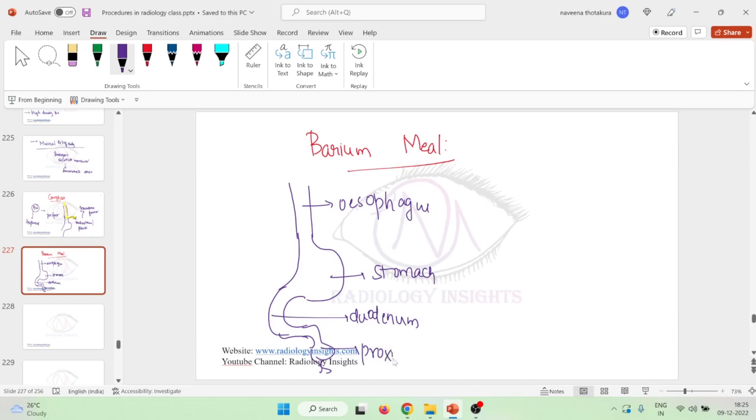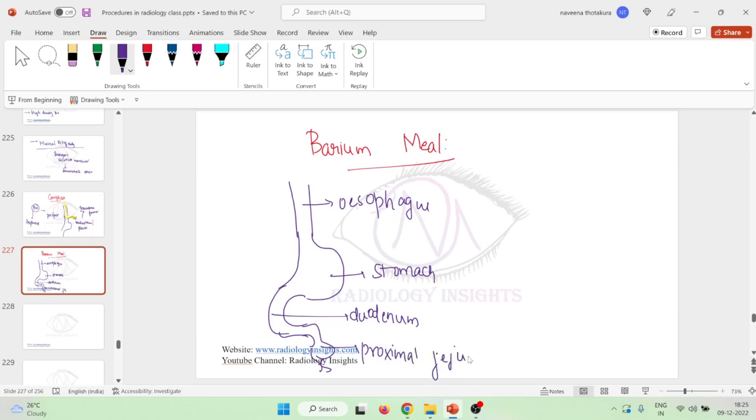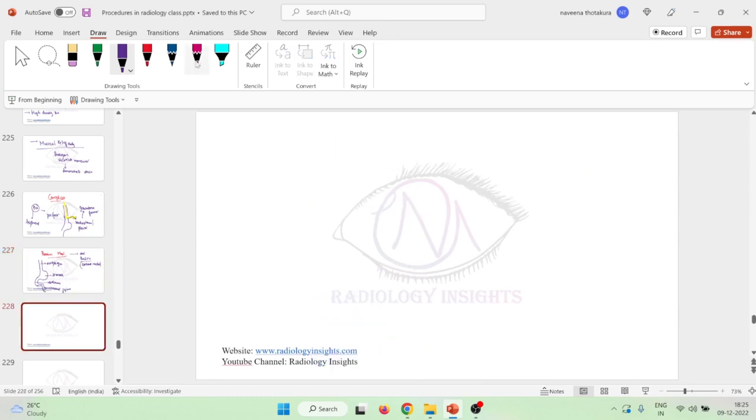In barium meal, similar to barium swallow, we use a contrast media, that is barium sulfate. Here, we orally administer barium sulfate to the patient as contrast media for doing this barium meal. Now, first we will see the indications of barium meal.